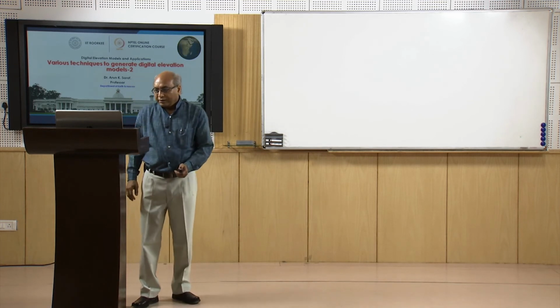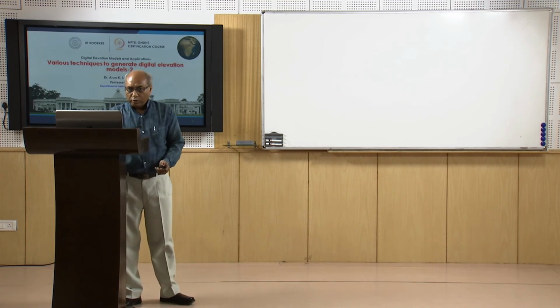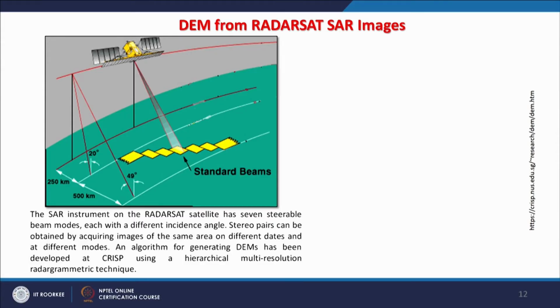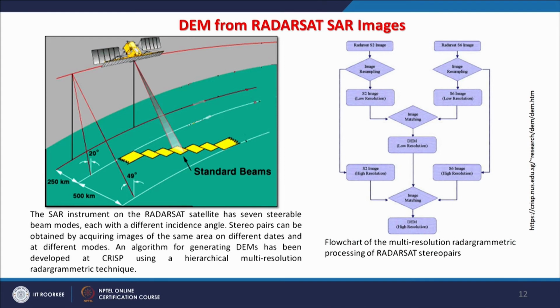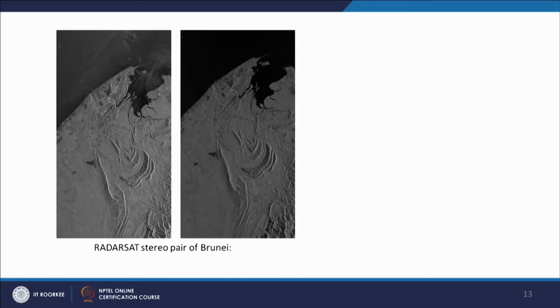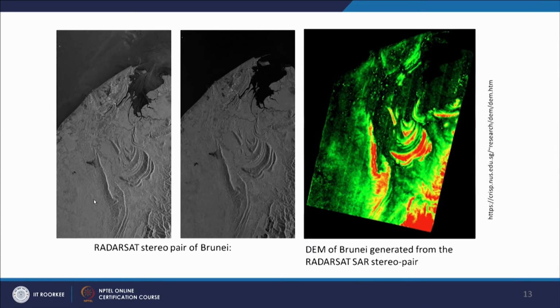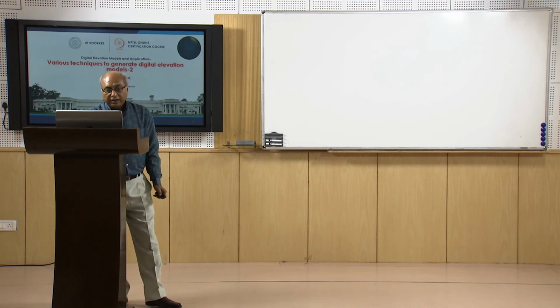One example from RADARSAT: a DEM can also be generated employing the same SAR interferometry technique. RADARSAT had the capability of steerable beams, with seven steerable beams, and it acquired data in that manner. Stereo pairs were made, and then you process the data and finally get the digital elevation model at the same resolution as the data was acquired. The example here is the stereo pair of this data, and this is the digital elevation model of Brunei generated from RADARSAT employing SAR interferometry technique.